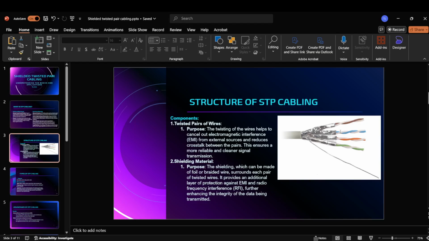Next is the shielding material. The shielding, which can be made of foil or braided wire, surrounds each pair of twisted wire. It provides an additional layer of protection against EMI and radio frequency interference, RFI for short, further enhancing the integrity of data being transmitted.